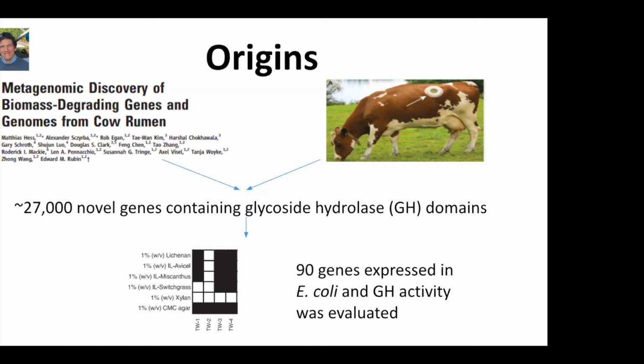In this paper, about 27,000 novel genes that encode potential carbohydrate active enzymes were identified, and 90 of those were actually tested. So 26,000 some odd potential carbohydrate active enzymes were not further investigated. And so that was really the starting point of what we do in the classroom with undergraduates. So next slide.